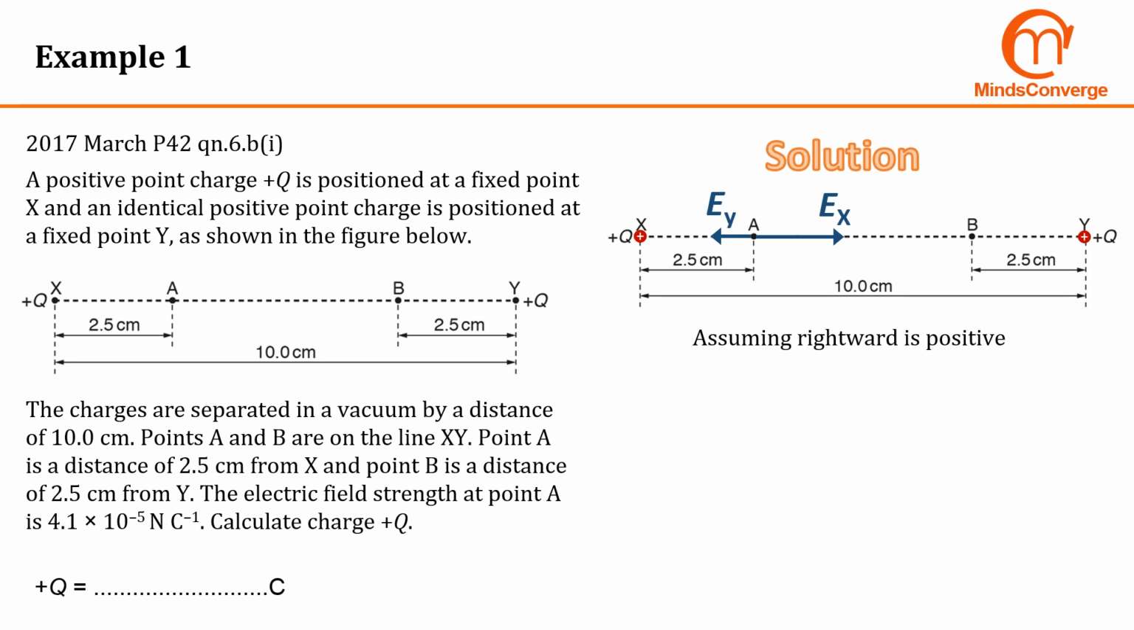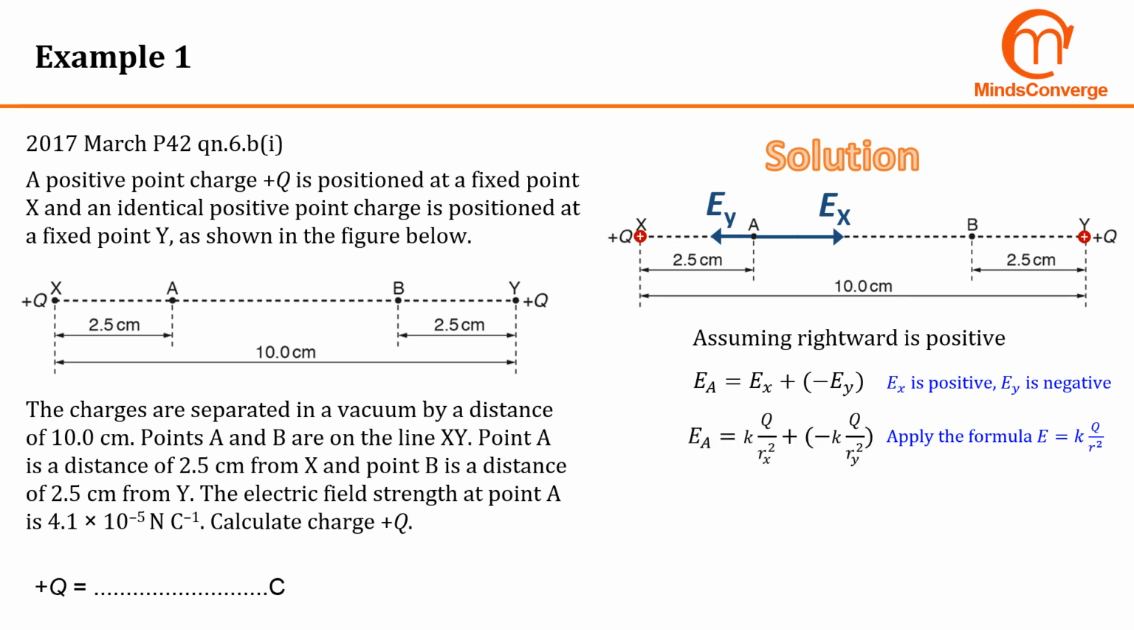Assuming rightward is positive, the electric field Ex is positive. And the electric field Ey is negative. The resultant electric field at point A is the vector sum of the electric fields Ex and Ey. Recall that the magnitude of the electric field strength of a point charge is given by E equal to kQ over r squared. Then, we apply the formula.